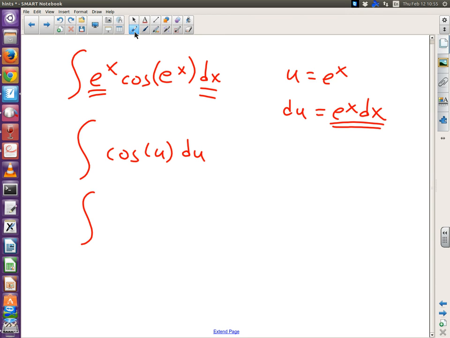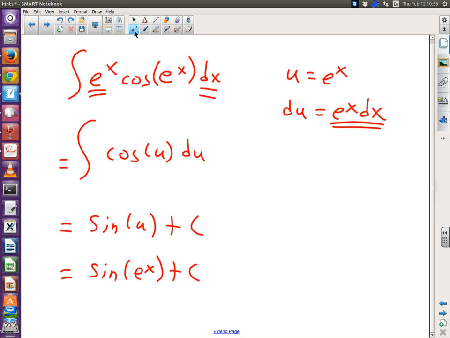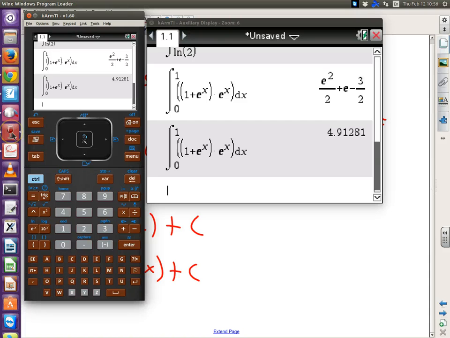And you know the antiderivative of cosine u, it's sine u, isn't it? Because the derivative of the sine is the cosine. And since we're not doing limits of integration, I might as well go back to x since we started with x, and u is e to the x. And of course, you can always check this by differentiating sine of u, and you'll get cosine u du. It works out. Nice.